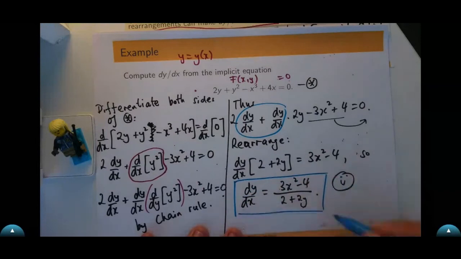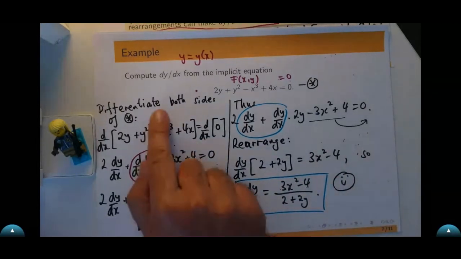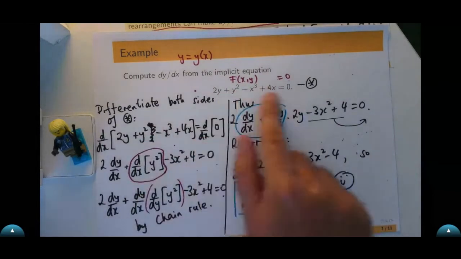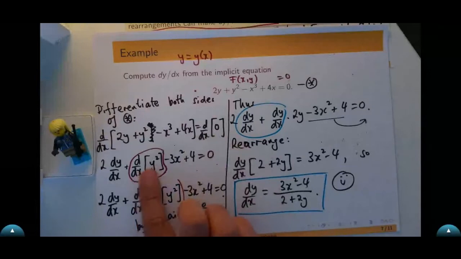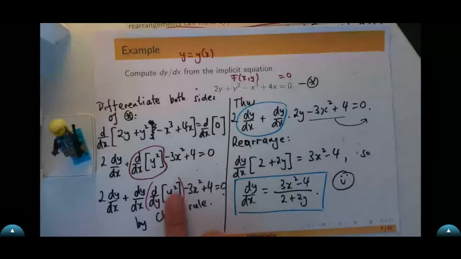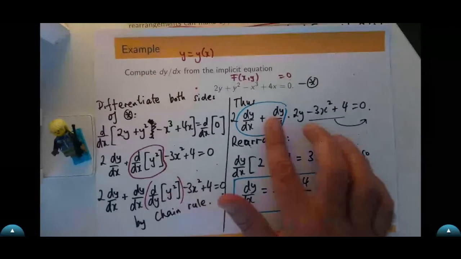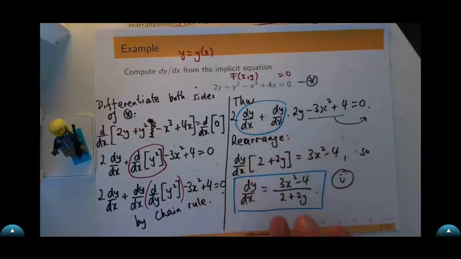Now for these kinds of problems, the strategy is usually the same, right? You differentiate both sides of your equation. Look at where the functions of y are and use the chain rule to manage those derivatives. Group the derivatives together and rearrange. Okay?